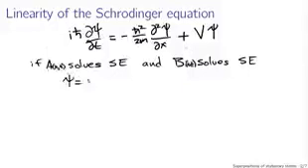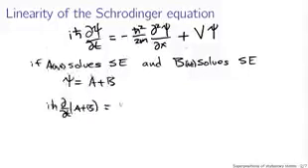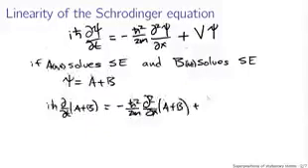Let's substitute psi equals A plus B into this equation. The first step: i h bar partial derivative with respect to time of A plus B is equal to minus h bar squared over 2m second partial derivative with respect to space of A plus B, plus the potential V times A plus B. Now the partial derivative of the sum is the sum of the partial derivatives. That goes for the second partial derivative as well. And the product of the potential with the sum is the sum of the products of the potential with whatever you're multiplying out.